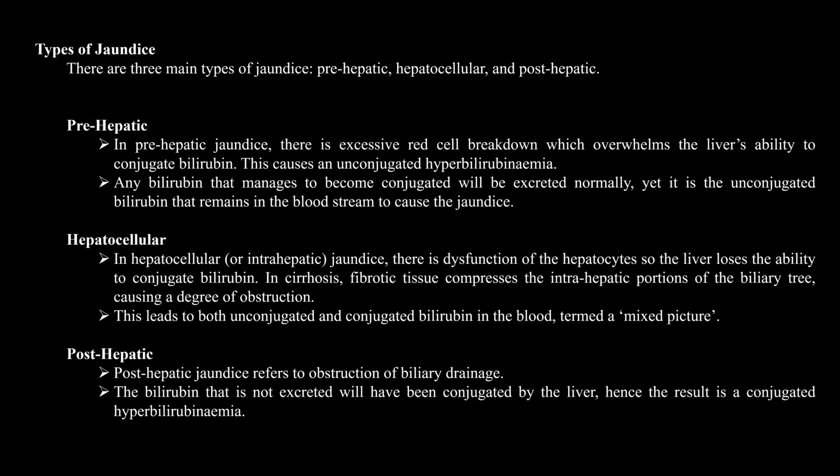In hepatocellular dysfunction, hepatocytes have less ability to conjugate bilirubin. Fibrotic tissue compression of hepatic ducts affects bilirubin transport. Both unconjugated and conjugated bilirubin in the blood determine a mixed picture. In post-hepatic jaundice, bilirubin that is already conjugated by the liver cannot be excreted, resulting in conjugated hyperbilirubinemia.